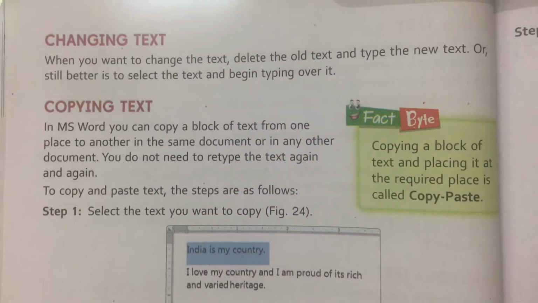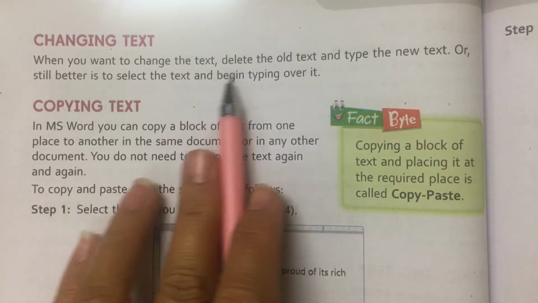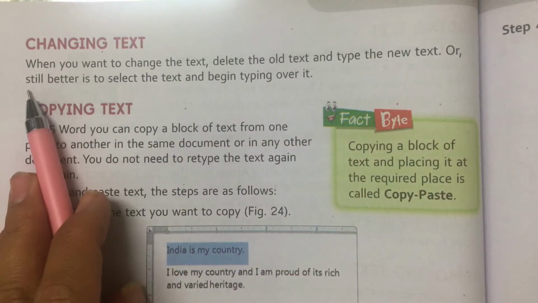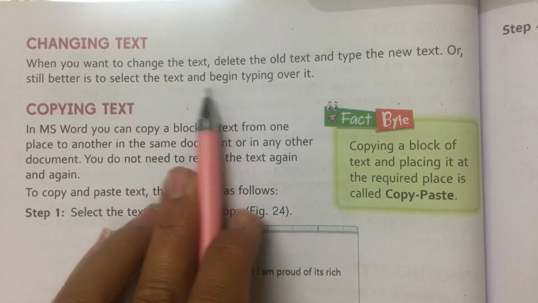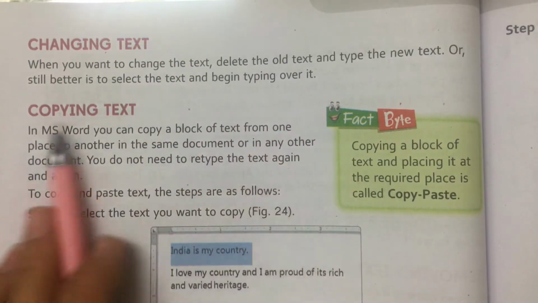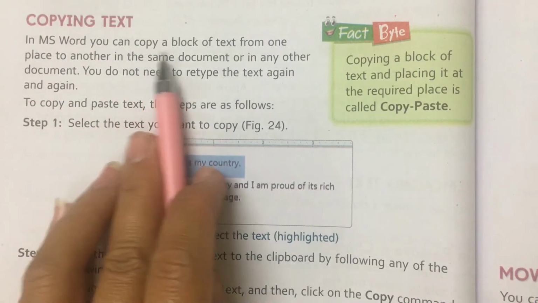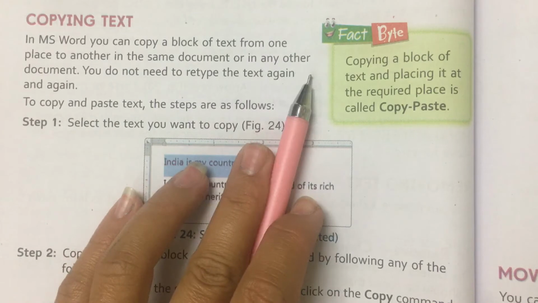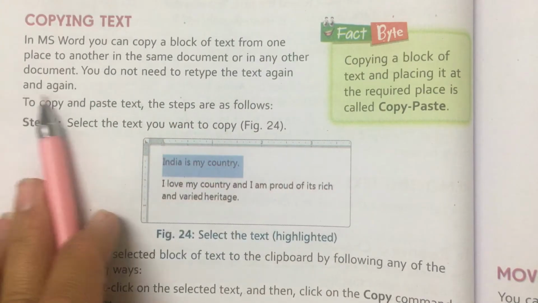Now, changing text. When you want to change the text, delete the old text and type the new text. Or, still better, select the text and begin typing over it. Copying text. In MS Word, you can copy a block of text from one place to another in the same document or in any other document. You do not need to retype the text again and again.